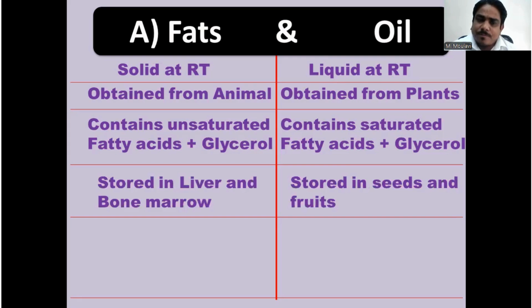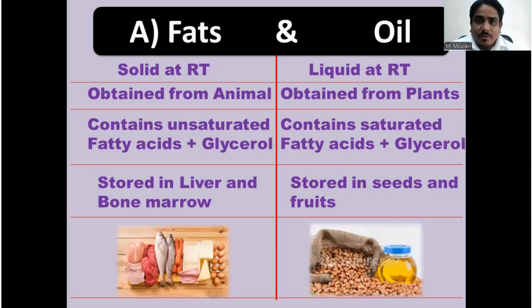Fats are of animal origin; they are stored in the liver and the bone marrow of animals, while oils are stored in seeds and the fruits of the plants. As a source, non-veg or animals are a good source for obtaining fats, while the seeds are a good source for obtaining the oils. These fats and oils are an integral part of our diet that provides us the fats and the energy.